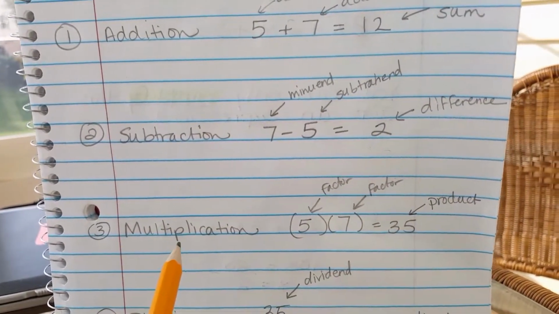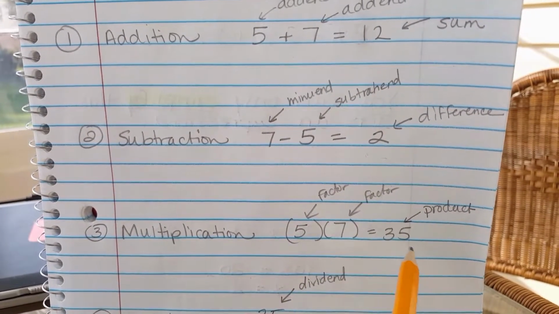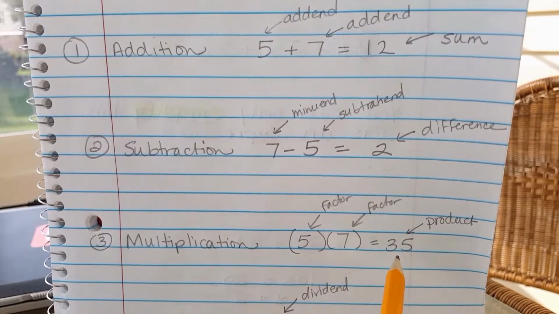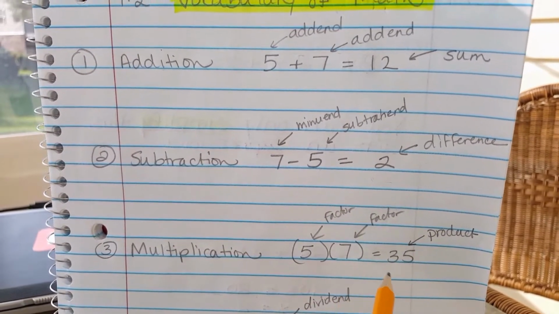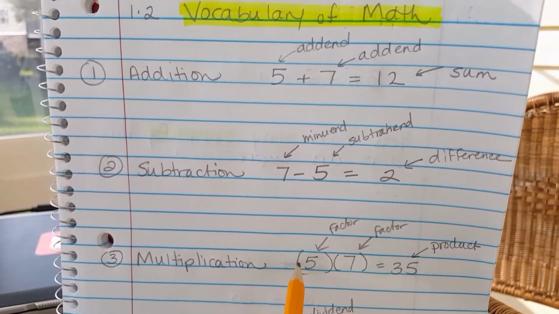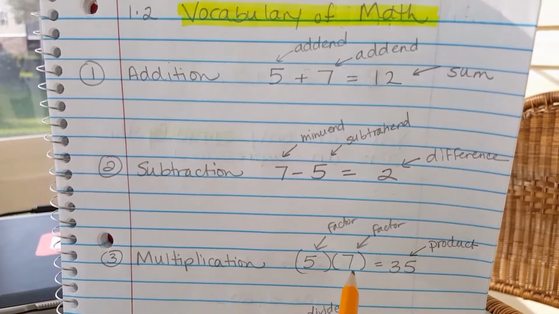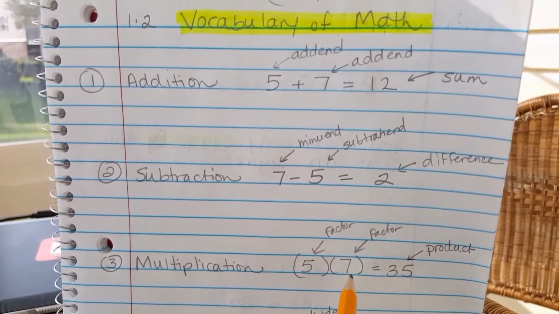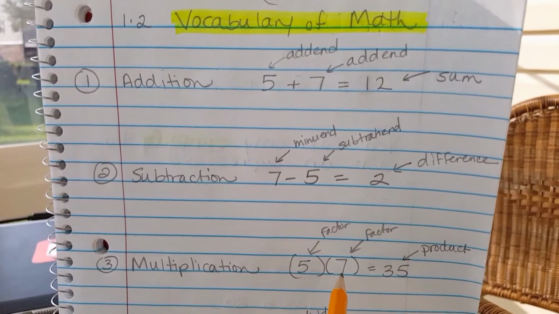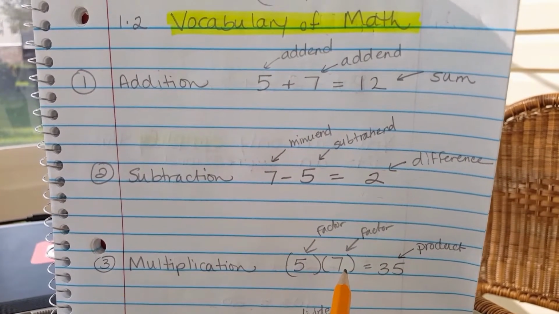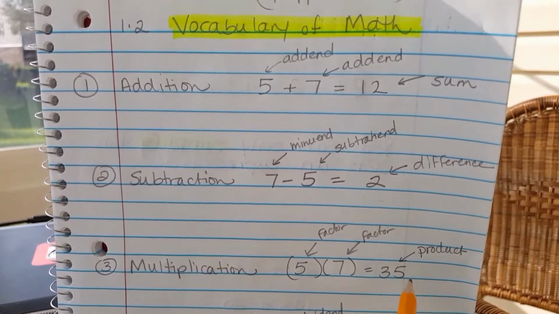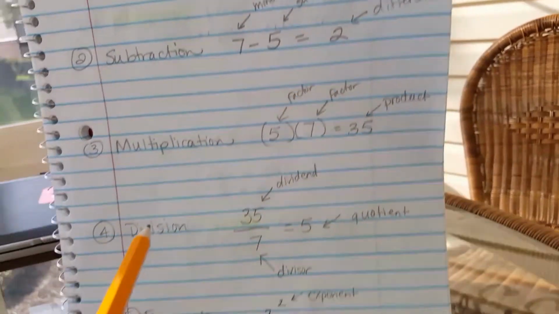In a multiplication problem, 5 times 7 equals 35. Your factors of 35 are 5 and 7. Very important to understand when we get into factoring, okay? Your factors are what were the numbers used to get your product. Okay, the answer is called your product.